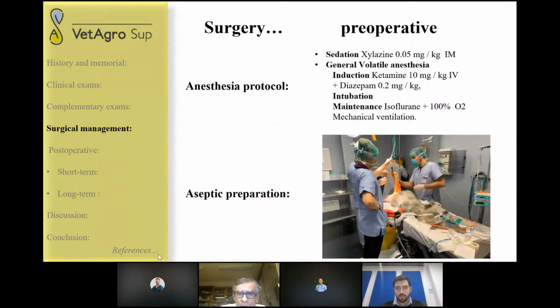For the surgery, first we did the anesthesia protocol, a classic one for large animal, and the goat was placed under mechanical ventilation. We did the aseptic preparation exactly the same as for a small animal. Next slide, please.